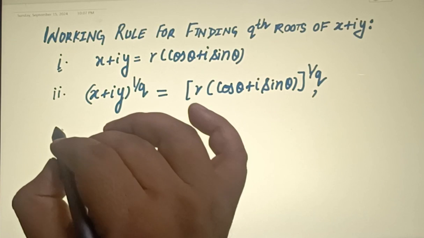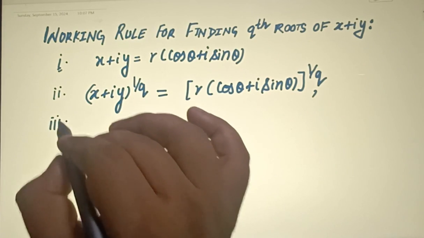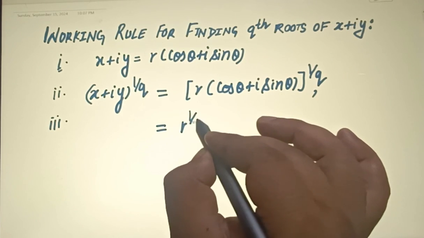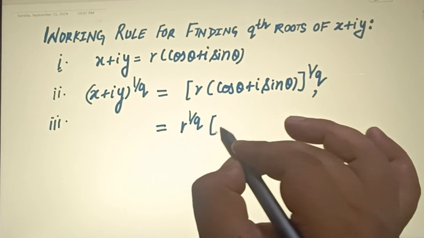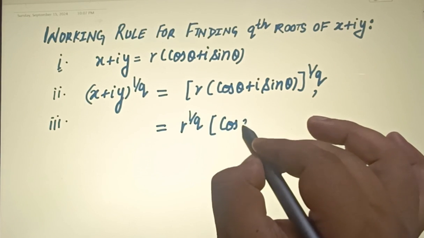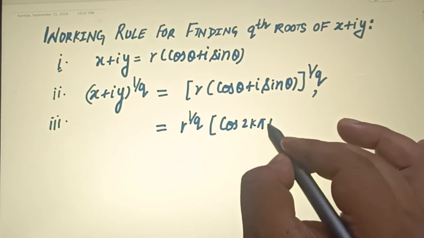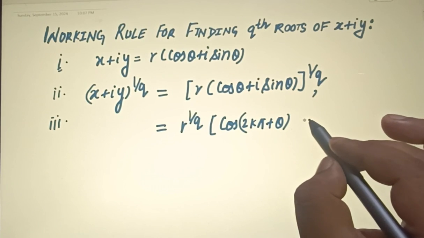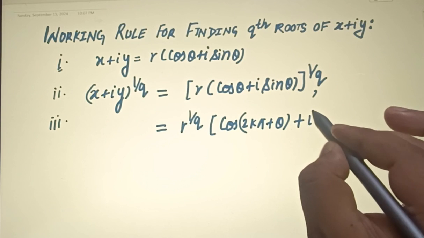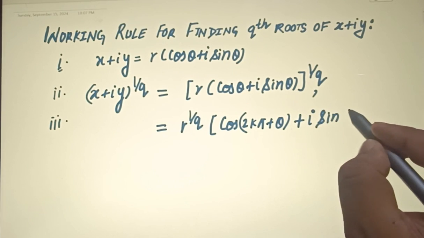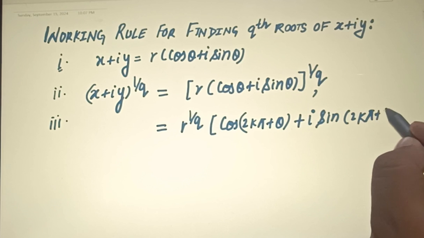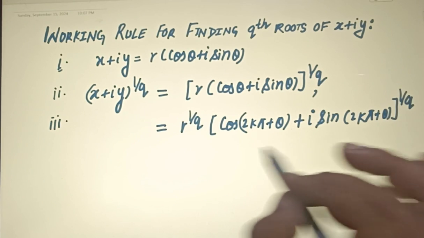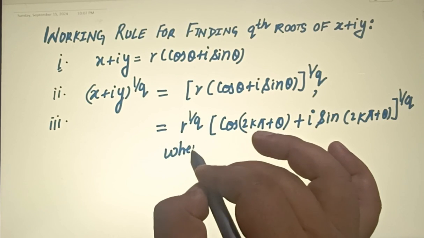Next, in the third step we need to write this. Take r to the power 1 upon q outside and write the general term: cos of (2k pi plus theta), because 2 pi is the period of cos theta, and then plus iota sin of (2k pi plus theta), the same period for sin theta, all to the power 1 by q.